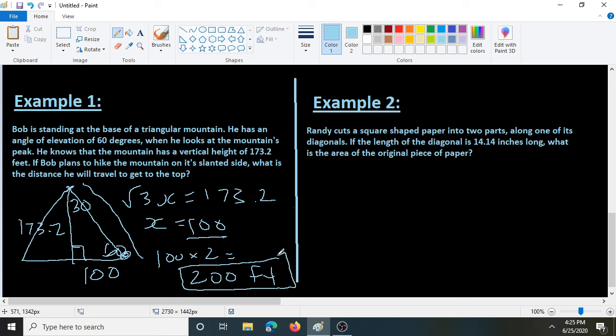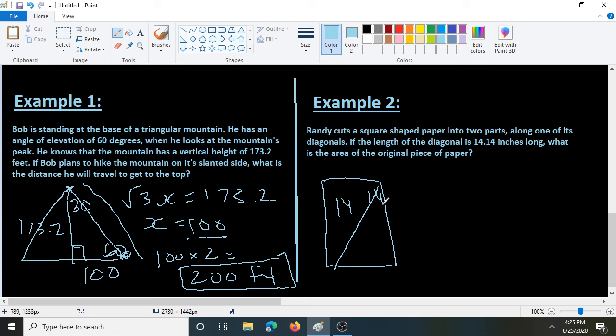Let's try the second problem. Brandy cuts a square-shaped paper into two parts along one of its diagonals. If the length of the diagonal is 14.14 inches long, what is the area of the original piece of paper? Okay. So we can solve this by drawing a diagram again. We can draw a square-shaped piece of paper with a diagonal length of 14.14.